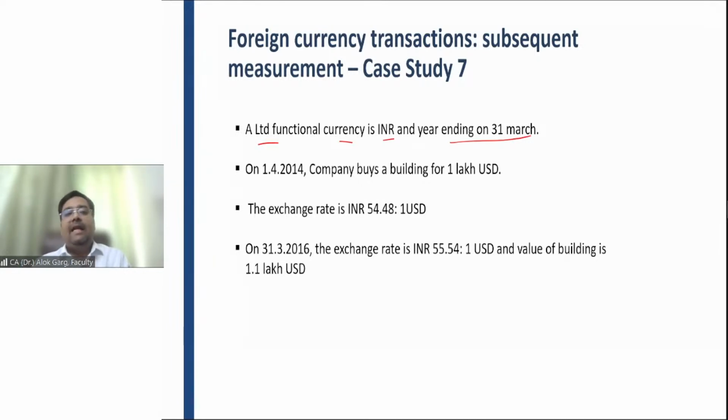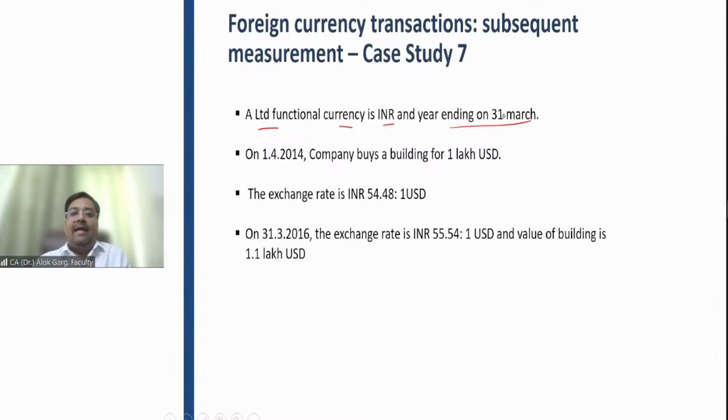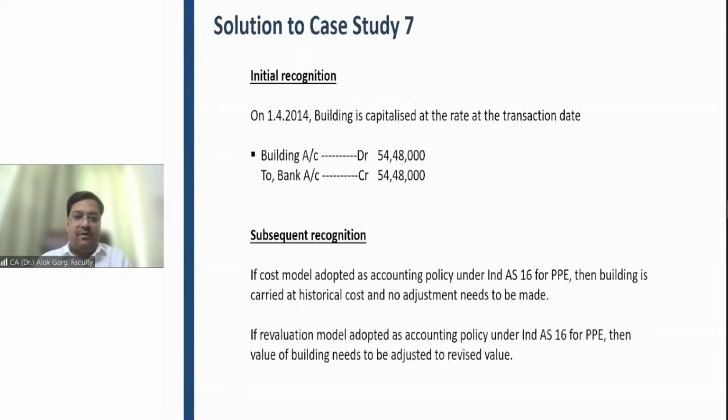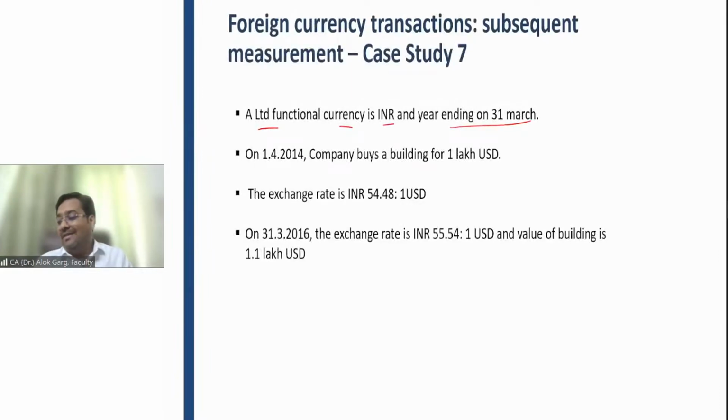A Limited's functional currency is INR and the year ends on 31st March. On 1st April 2014, the company buys a building for 1 lakh US dollars. The exchange rate is INR 54.48 to 1 USD. On 31st March 16, the exchange rate is INR 55.54 for $1 and the value of the building is 1.1 lakh dollars, right?